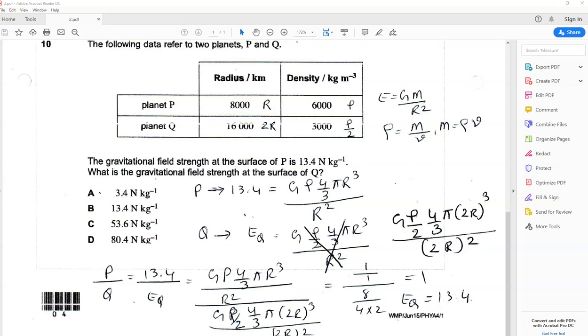Now when you take the ratio of P and Q, you get everything from here divided by everything from this formula. When you start cancelling out, you end up getting a ratio equal to 1. So when you get 1, it means P by Q is equal to 1, or P equals 1 times Q. So the answer is that the gravitational field on planet Q is the same as the gravitational field on planet P. So it is this one.